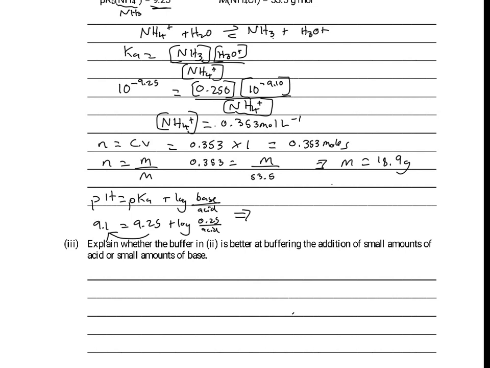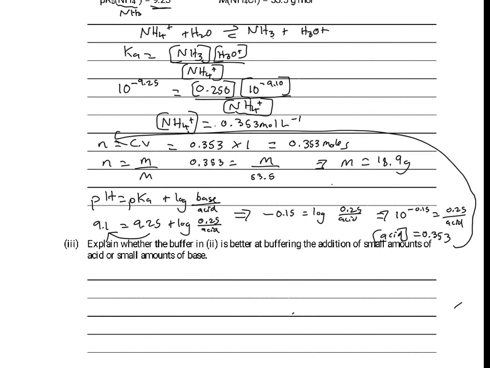Move that over to there and you get minus 0.15 equals log 0.25 over acid, and to get rid of a log you go 10 to the power of. So 10 to the power of 0.15 equals 0.25 over acid. Therefore the concentration of the acid, which is your NH4+, equals 0.353. And from there, you just stick that number into your formula up here.